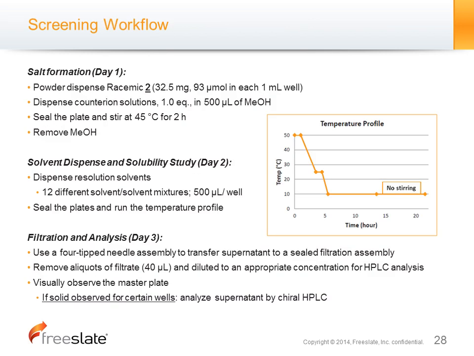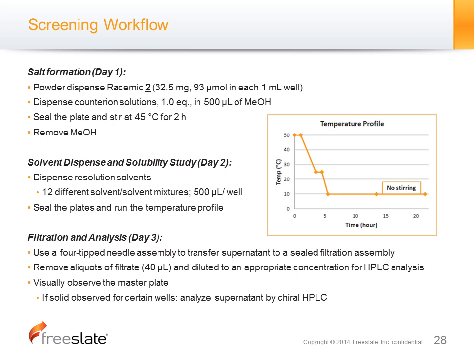Now, let's take a look at how we actually have done it in the lab. So we use our powder dispense capabilities to dispense the desired amount of racemic 2 into each vial. And then we use our CM to dispense counterions. In this case, we have 8 counterion solutions we made in methanol.